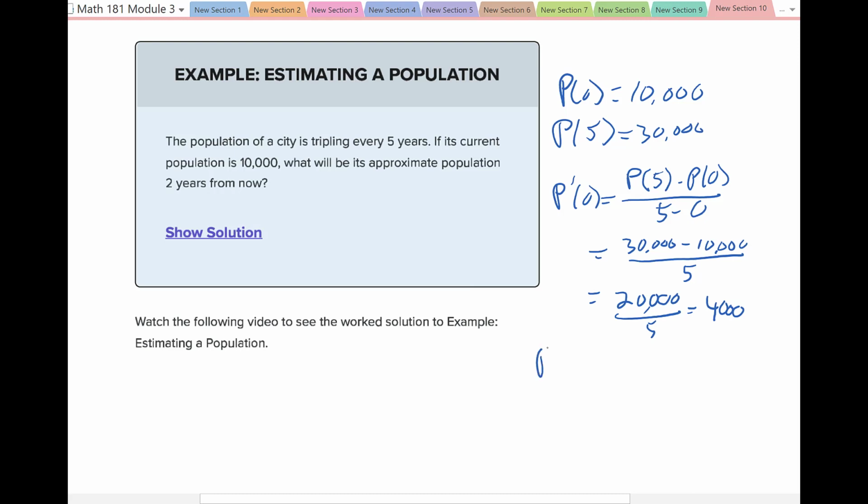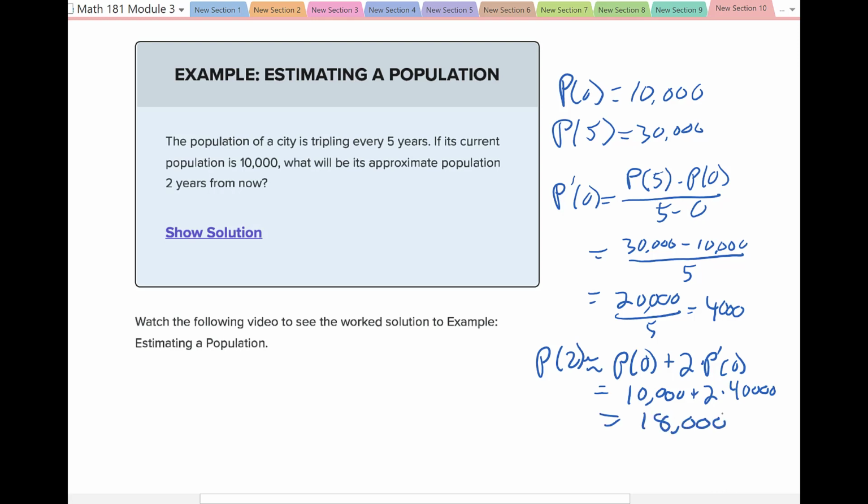So our population at 2 years is going to be approximately the population at 0 years plus 2 times the change of population. See what we did that earlier? So that's going to be 10,000 plus 2 times 4,000. So I get 18,000. That's it. Okay.